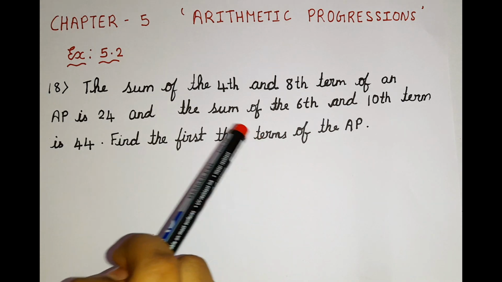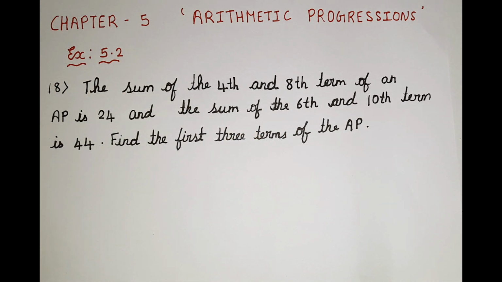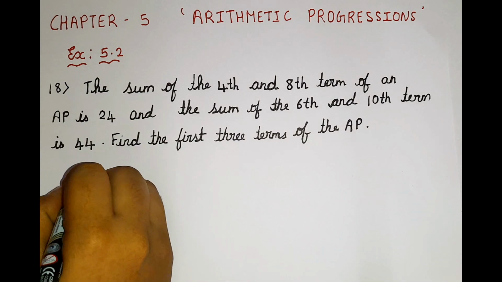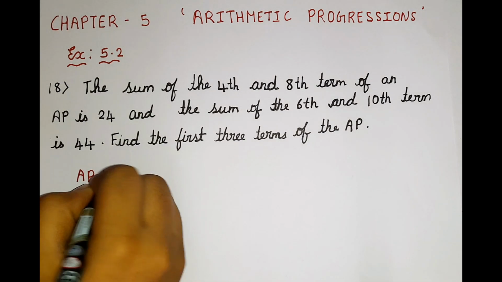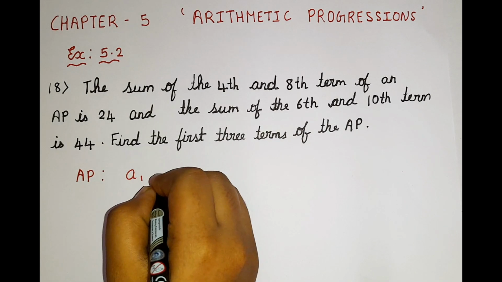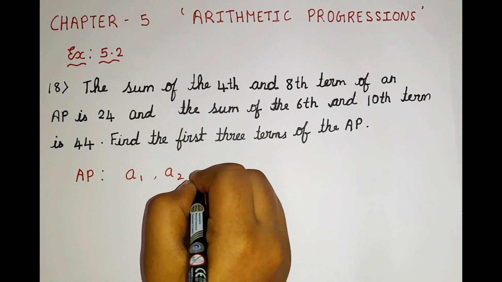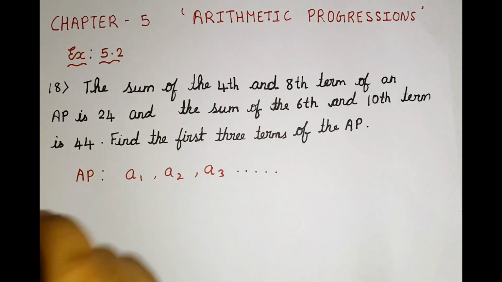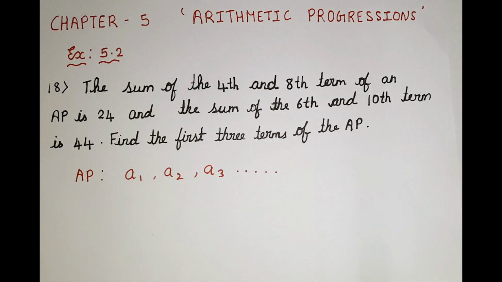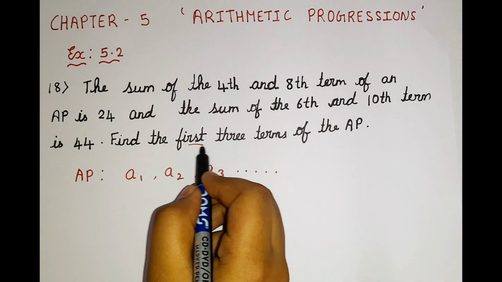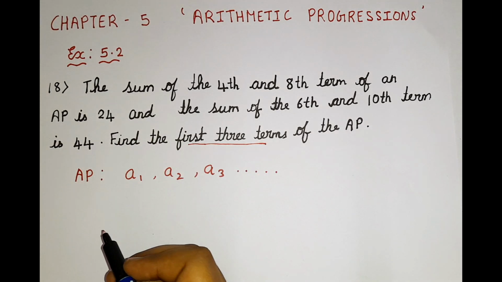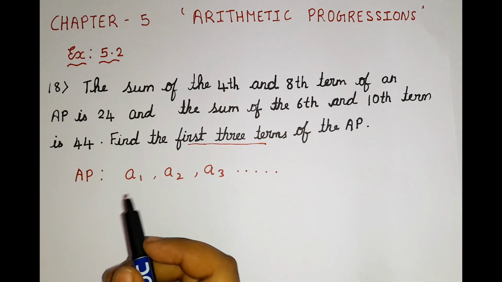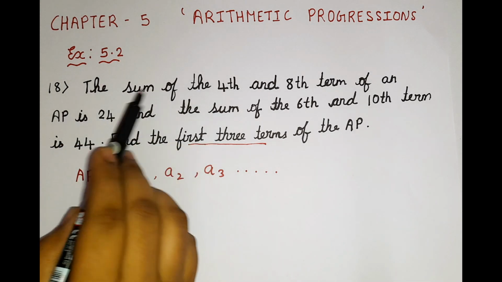Okay, so in this question they didn't mention the AP. We are supposed to form the AP. So let us write AP is equal to A1, A2, A3, and so on. They didn't even mention the AP, so we are supposed to find the first three terms of the AP. Okay guys, so how to find it? First of all, let's read the question properly.